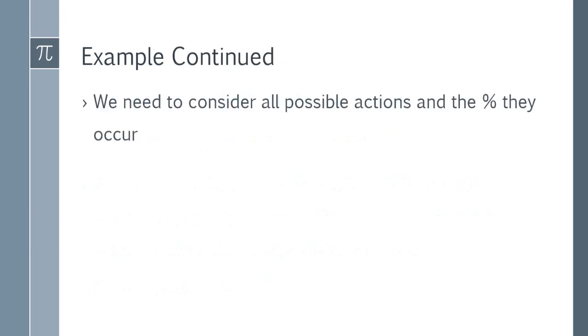So let's look at the steps here. When you're doing these EV calculations, you need to consider all of the possible actions and the percent of the time that they occur. And all possible actions will need to add up to 100%, so that's a good check for you. When you're adding up the percents of how often everything can occur, if you're not getting 100% at the end of that, then you're missing something. Or if you're going over 100%, then you've added in something extra.